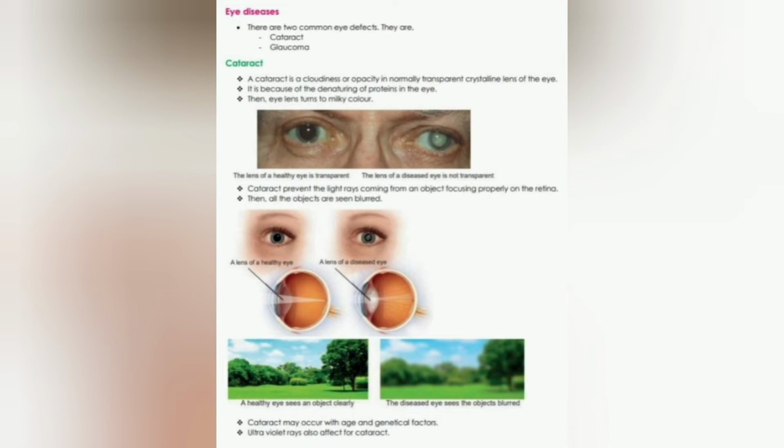Then all the objects are seen blurred. You can observe in the diagrams well. Look at the last two diagrams given here. The first diagram is about a healthy eye sees an object clearly. Then the second diagram, the diseased eye sees the object blurred.